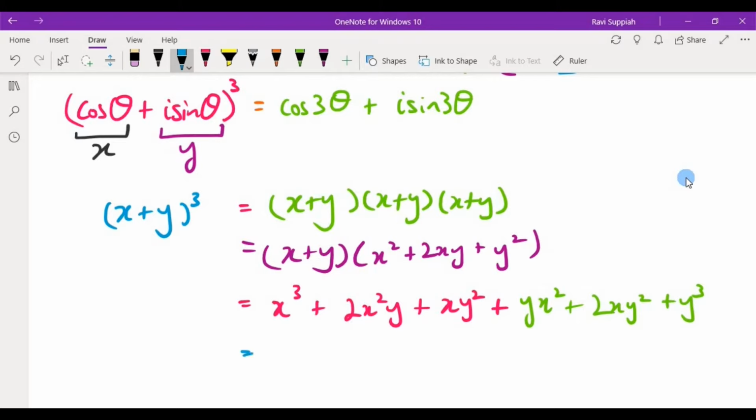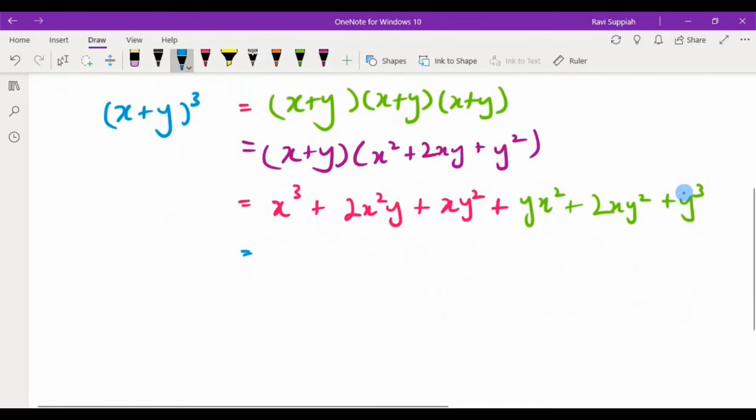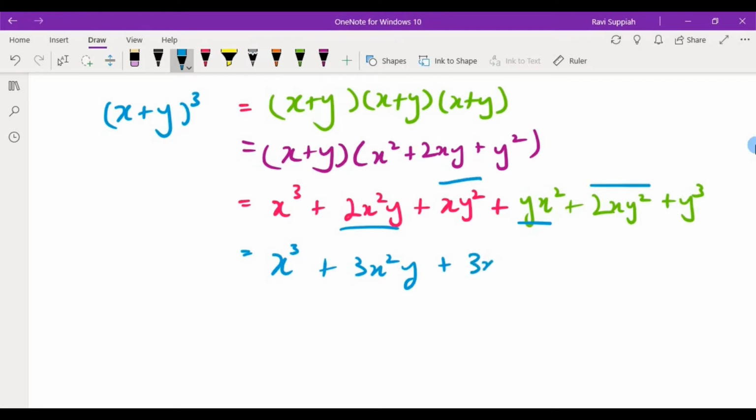Then you can group the similar terms together. Here x cube you only have one term. For x squared y, you have 2 here and 1 here, so this can be grouped together to get 3x squared y. For xy squared, again you have 2 of them, which group together to get 3xy squared, and finally you have y cube.